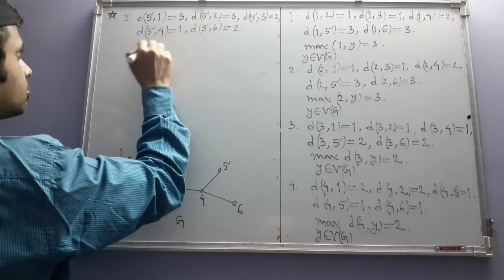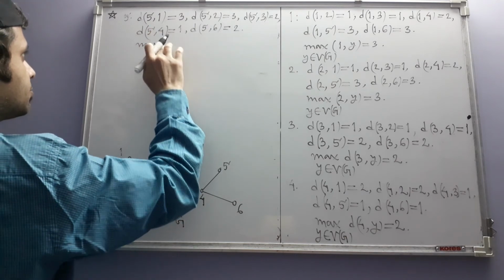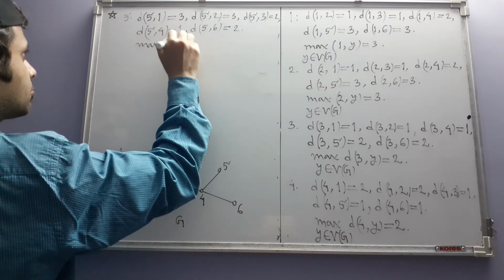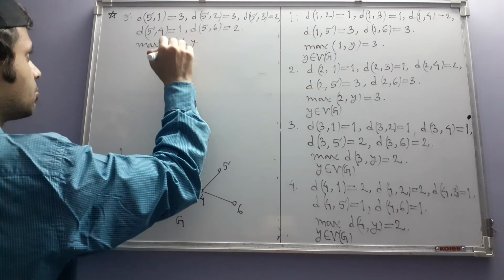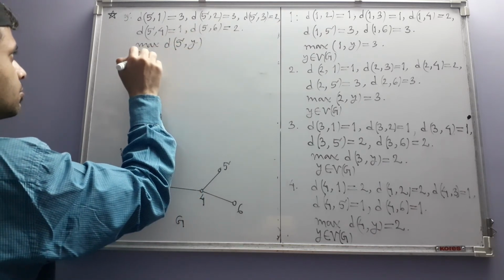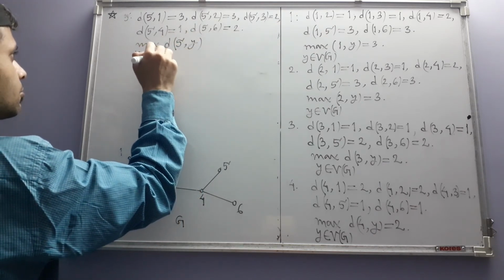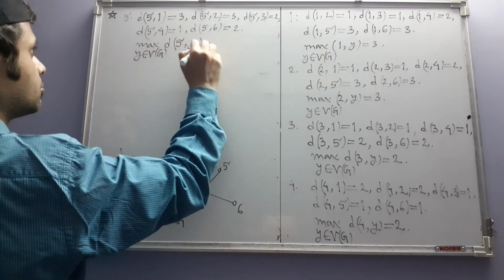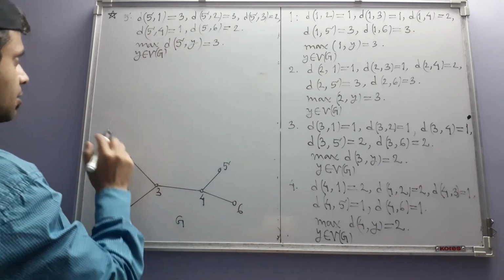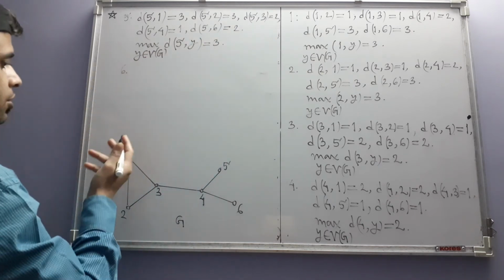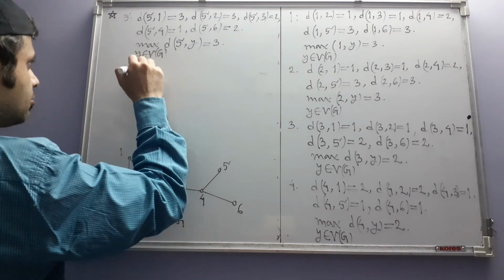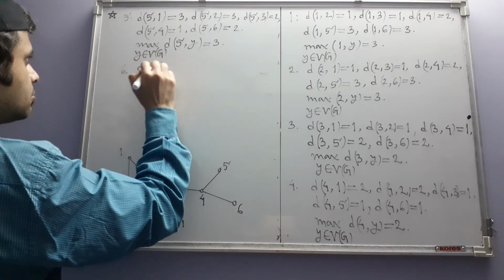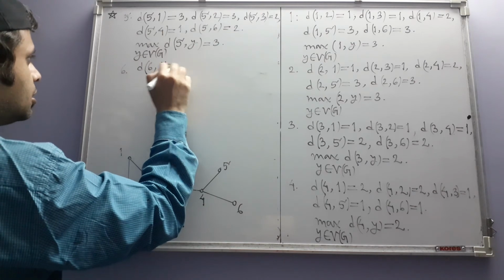So in this case again the maximum is 3, and for 6 you can understand it will have the same result.